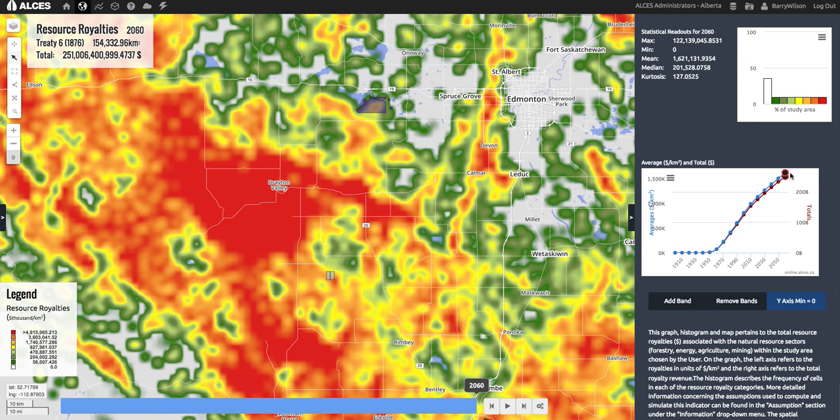So I guess an interesting question to look at would be the amount of value that's been obtained by the land use that's developed in this area, and then perhaps how much of that has been shared with Treaty 6 folks.